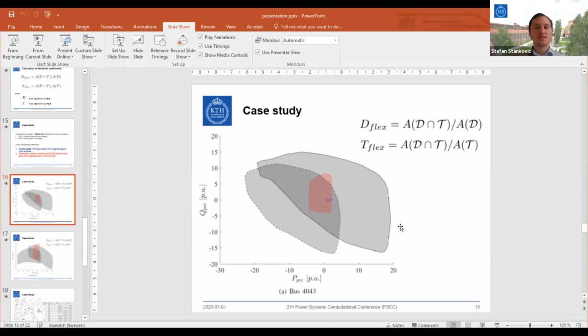Then I run a sequence of optimization algorithms where I parameterize the active power exchange at the DSO TSO interface. For each value of P, I find the minimum and maximum value of Q on this area, and that's how I find the area. So it's min max. Yes, we first find P min and P max, and then we run a sequence of optimization problems where for each value of PPCC, we find the minimum and maximum reactive power exchange at the DSO TSO interface.